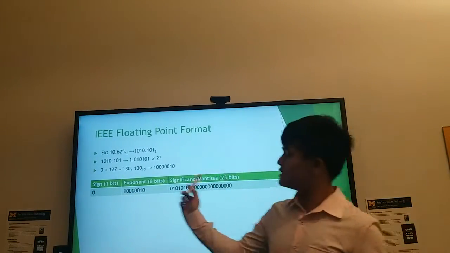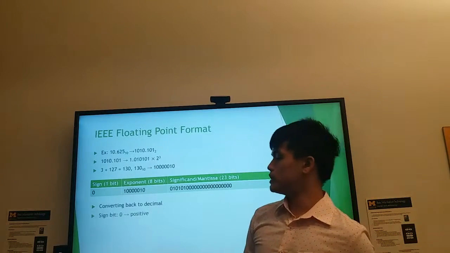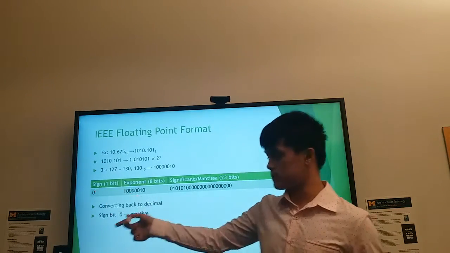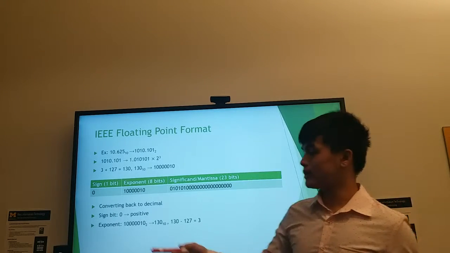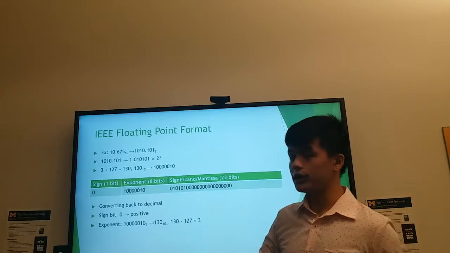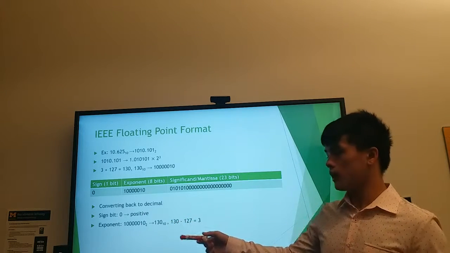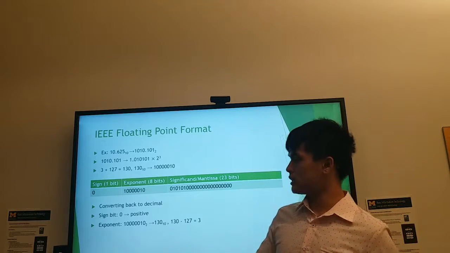So how do we convert this number back to 10.625? First of all, we determine the sign bit. It's a 0, so it's a positive number. And then we calculate the exponent. 10000010 in binary is 130 in base 10. So we subtract 127 and we get 3. So that's the actual exponent we're trying to get.